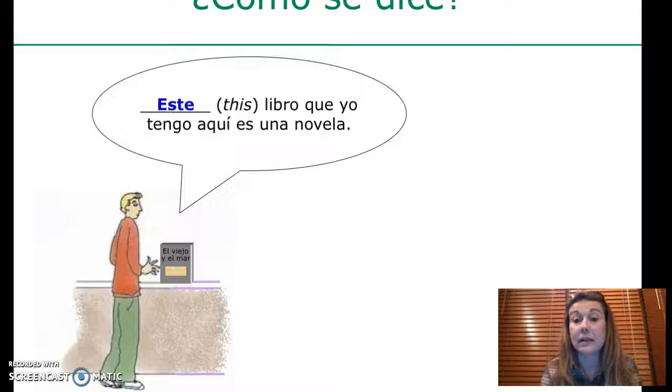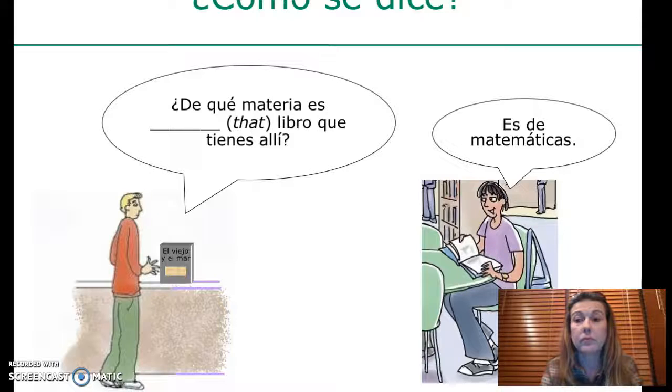It will be este. Este libro que yo tengo aquí es una novela. This book that I have here, that's what aquí means, here, is a novel. Okay, so we have the same guy talking. ¿De qué materia es ese libro que tienes allí?